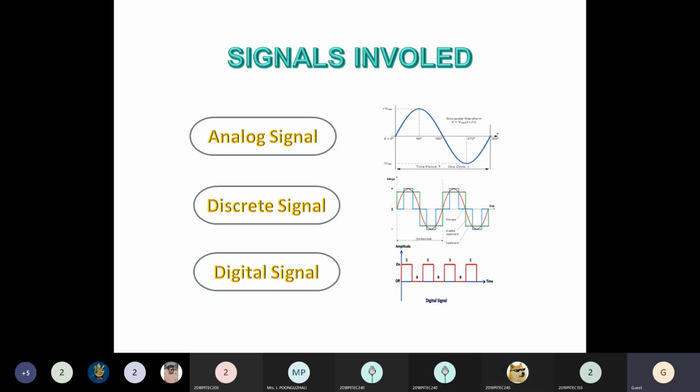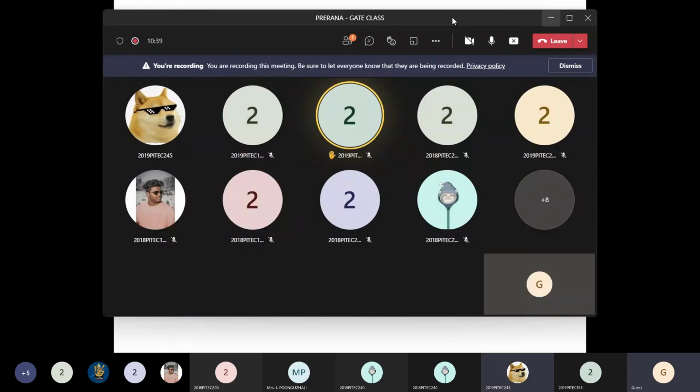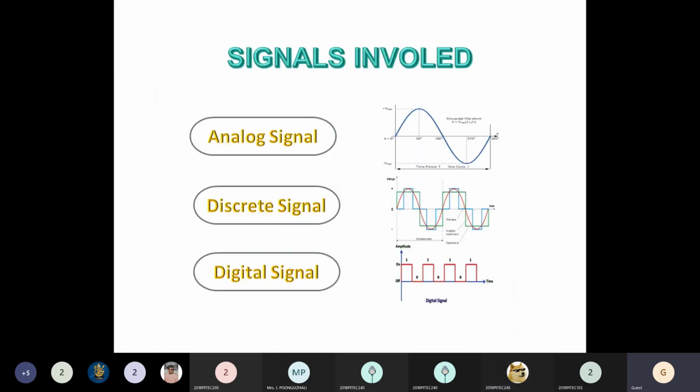Next, in the basics, what are the signals we have? In general we can divide signals into three types: analog signal, discrete signal, and digital signal. It is very important that we know these. So what is meant by an analog signal? The amplitude of the analog signal varies continuously with respect to time.